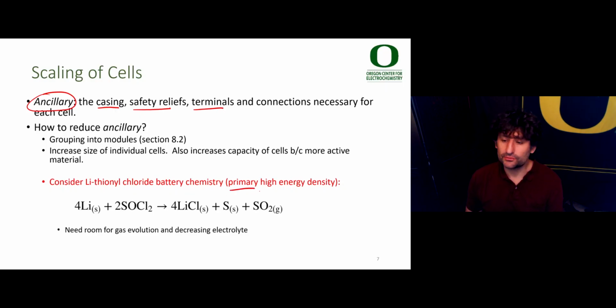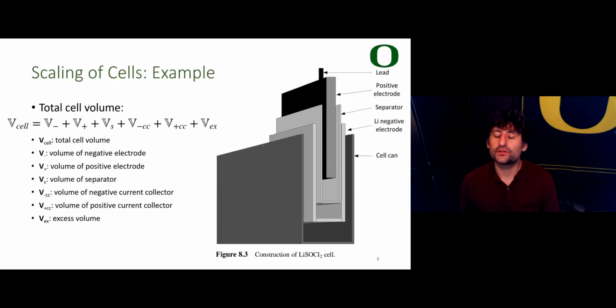That means it's non-rechargeable, of course, and it has high energy density because it's going to use lithium metal and thionyl chloride reacting, releasing much free energy to form lithium chloride, sulfur, and SO2 gas. In this kind of battery, we need room for both the gas evolution, the SO2 upon discharge, and the decreasing electrolyte volume. So let's consider a specific cell geometry shown here in figure 8.3 from Fuller and Harb.